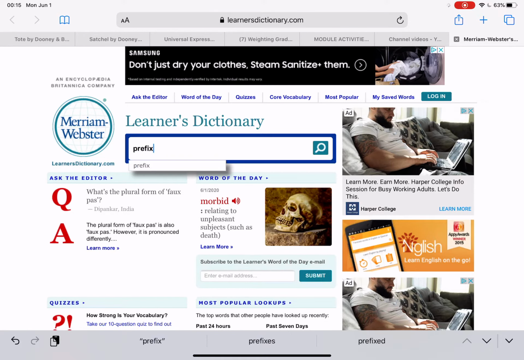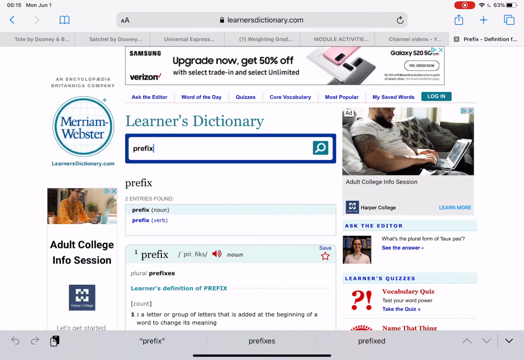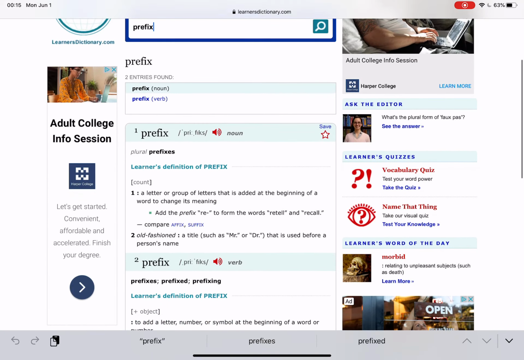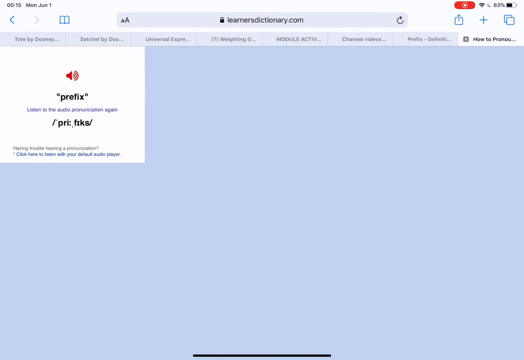So I'm going to look up the word prefix in this dictionary and show you some of the things here. So you'll notice that for prefix, it's got 2 definitions. It also gives us the pronunciation. If I click this speaker icon, it plays for me. I don't think you can hear that on the video.